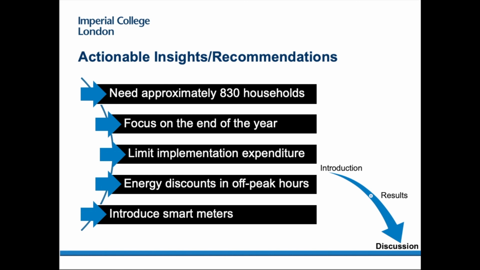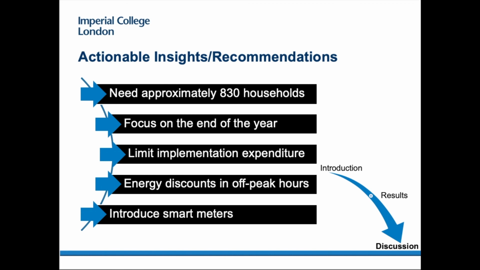From Mohammed's analysis, we see that for a successful implementation, we need approximately 830 households. Our study also suggests that the potential gain from a DR scheme is not uniform throughout the year, and that focus should be towards the end of the year, in quarters 3 and 4. In addition, we see that the potential upside in monetary terms from such a scheme does not appear to be amazingly appealing. Therefore, we do not recommend any huge expenditure in the implementation of the program.